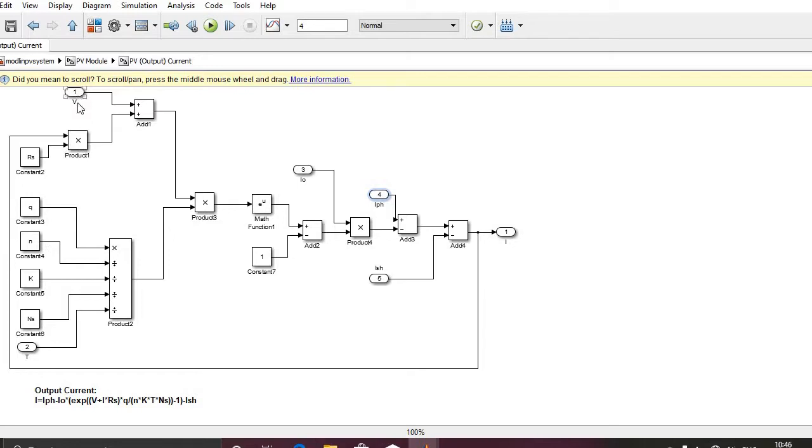This port number 1 is for the voltage, so V plus IRS, V plus IRS, and then Q and K NS. Q divided by NK NS T. So this will be Q divided by NKT NS.